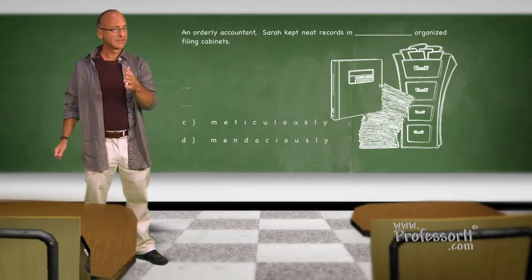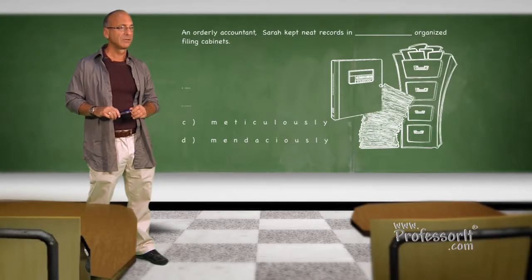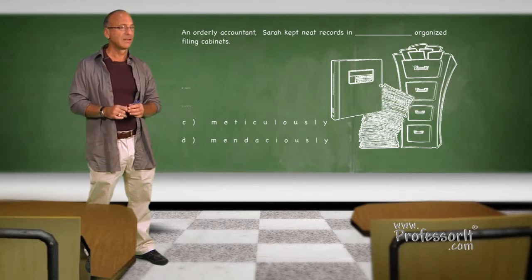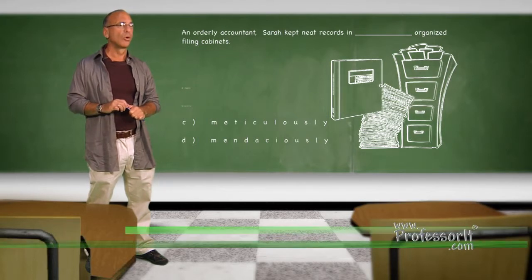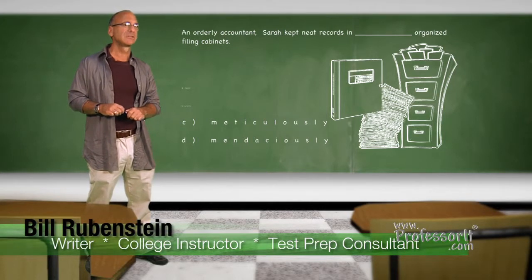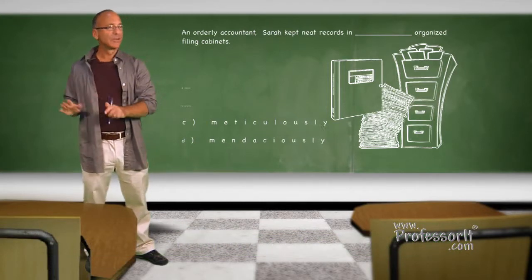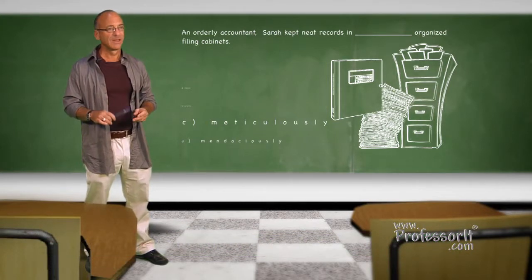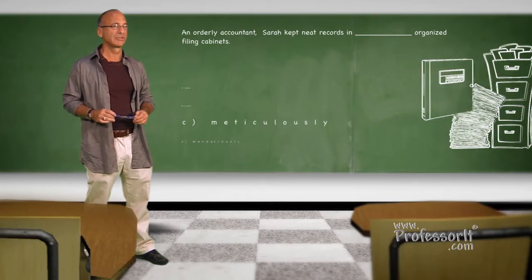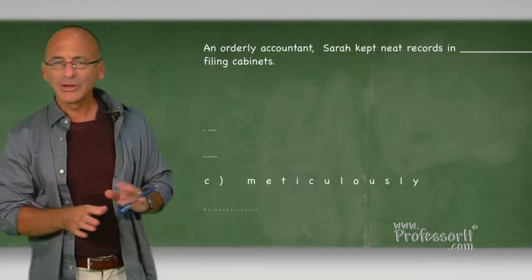So let's try this technique with C, an orderly accountant. Sarah kept neat records in meticulously organized filing cabinets. How does that sound? Good, you want to give it about an 8, right? Okay. Let's try D. An orderly accountant, Sarah kept neat records in mendaciously organized filing cabinets. I hope, at least for some of you, that didn't sound as good, did it? If you're in that category, congratulations, you just picked a correct answer from between two words, neither of which you knew. Now, don't get overly excited.